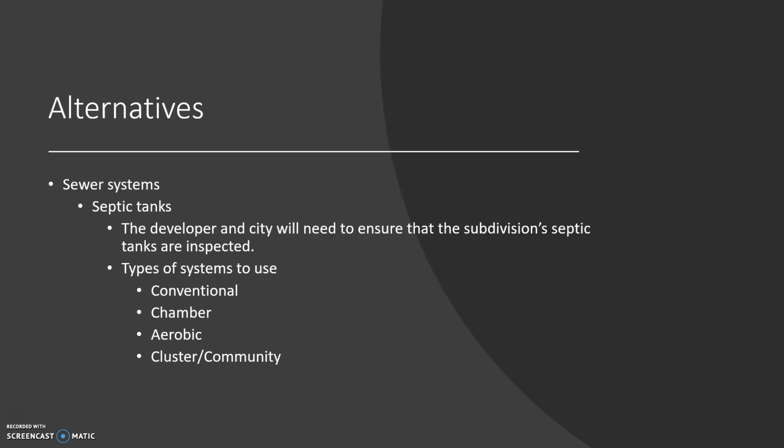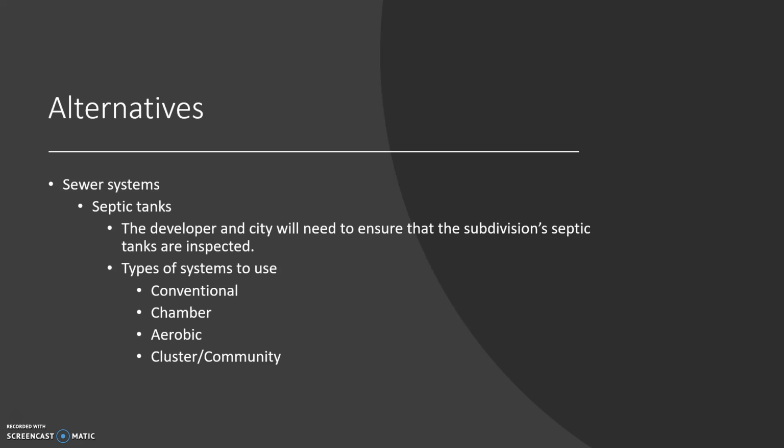The alternatives. First would be the sewer systems. Swan Valley is a rural city, so they use septic tanks as their means for sewage treatment. The developer in the city will need to ensure that the subdivision septic tanks are inspected on a regular basis. And the four types that could be used in this area are conventional, chamber, aerobic, cluster/community.